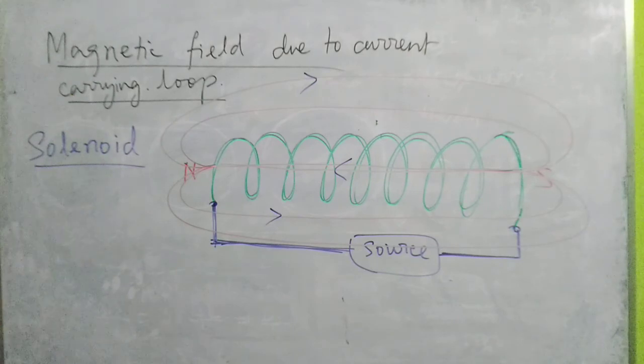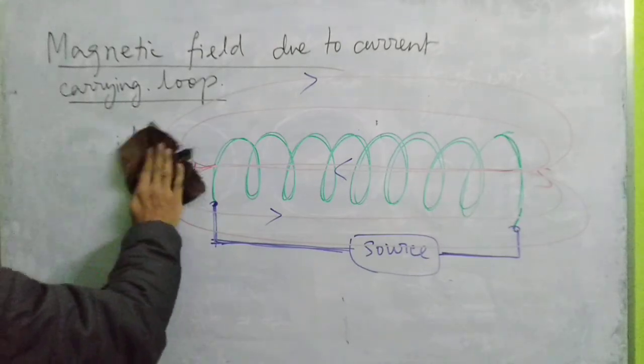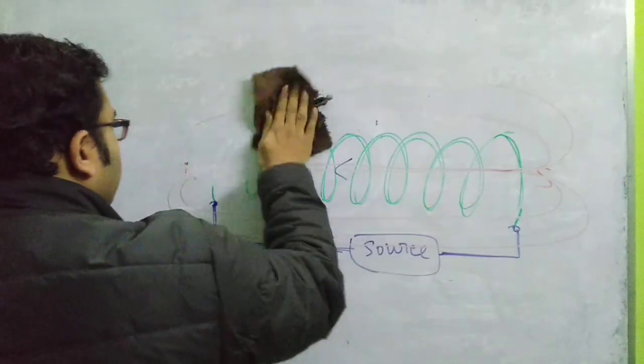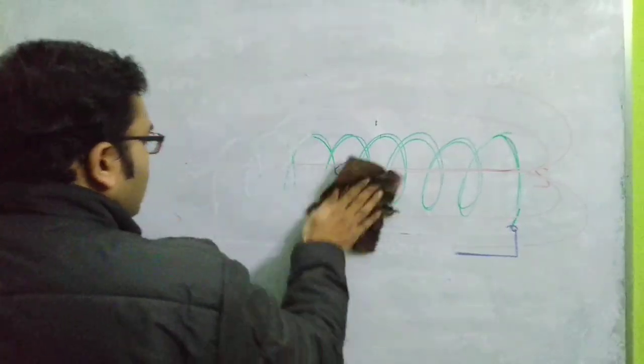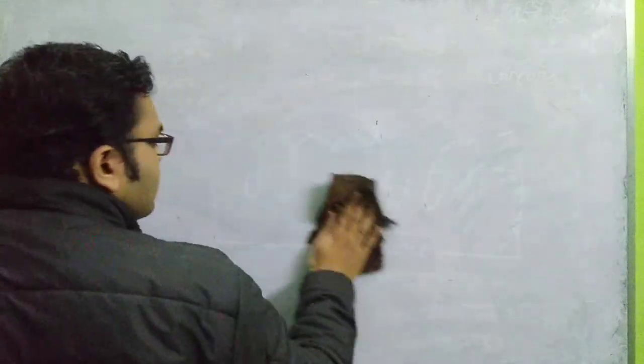Now we will be coming to the next topic, electromagnet. I think the concept of this current flowing through the loop is clear to all of you. Now let us consider the next topic, the electromagnet and the field generated due to an electromagnet. So what is an electromagnet? Now coming to the next point, electromagnet.